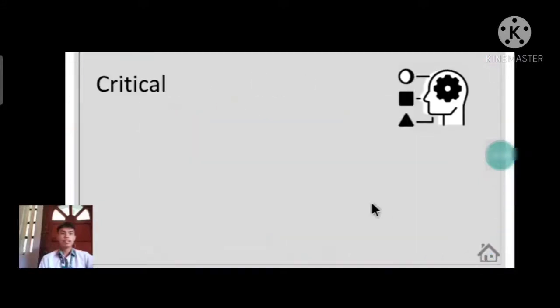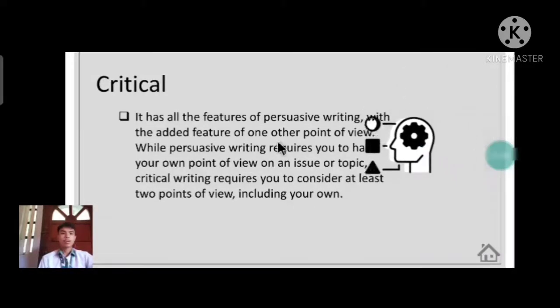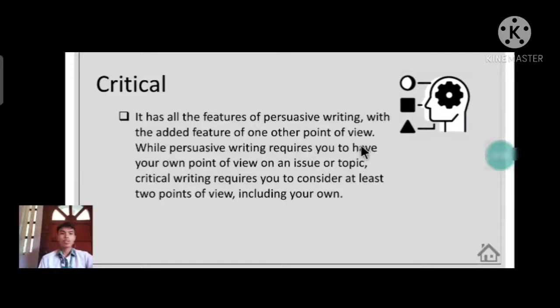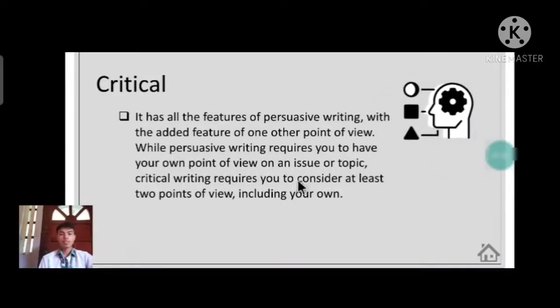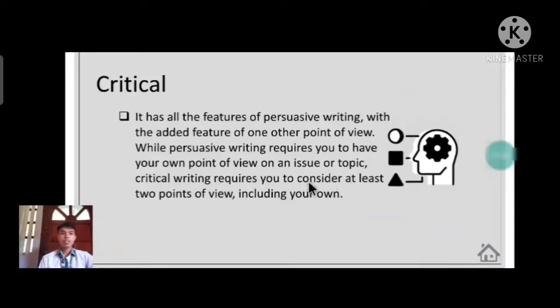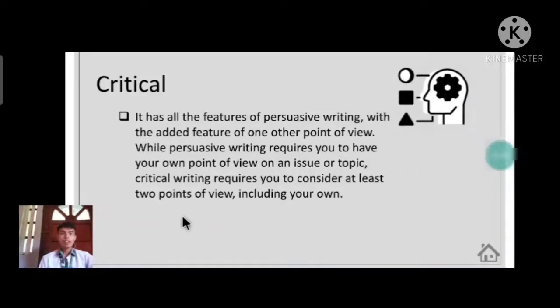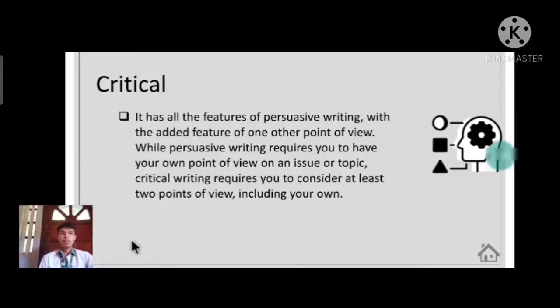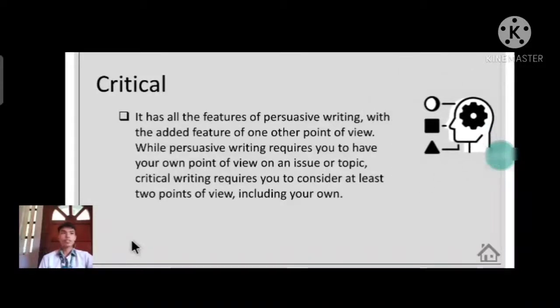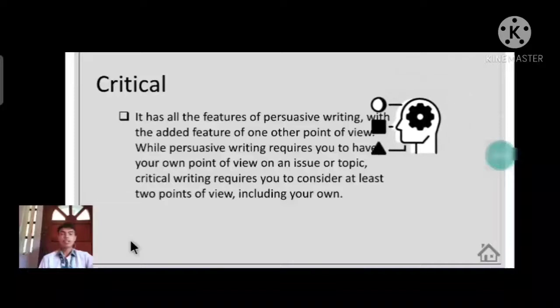Last is the critical. Critical has all the features of persuasive writing, with the added feature of one other point of view. While persuasive writing requires you to have your point of view on an issue or topic, critical writing requires you to consider at least 2 points of view, including your own. The other point of view can be an existing one. For example, you may explain a researcher's interpretation or argument and then evaluate the merits of the argument or give your alternative interpretation.